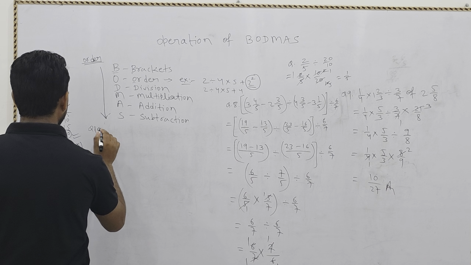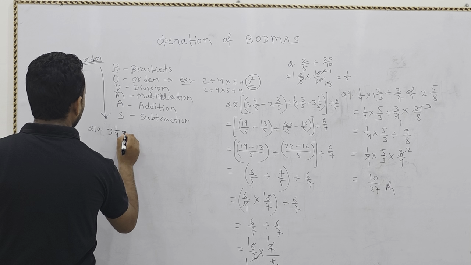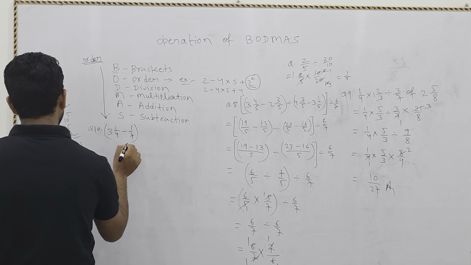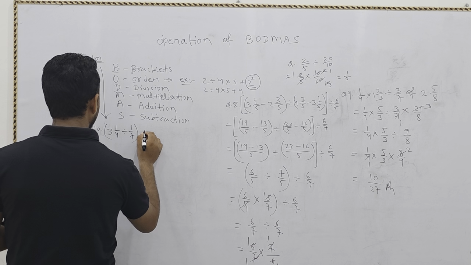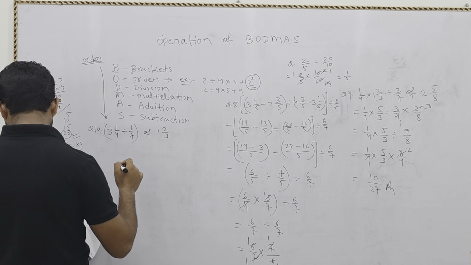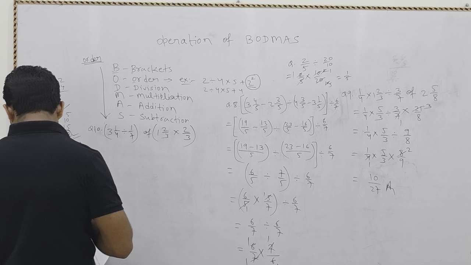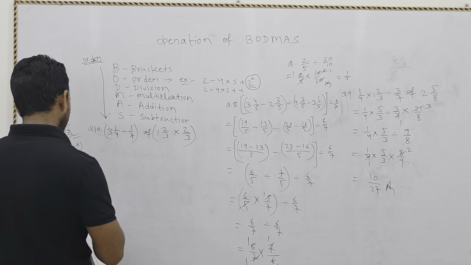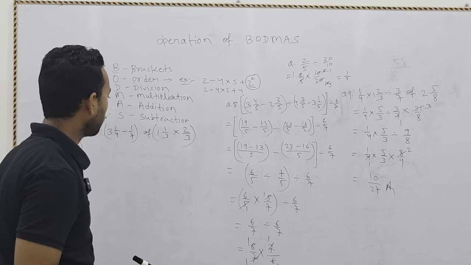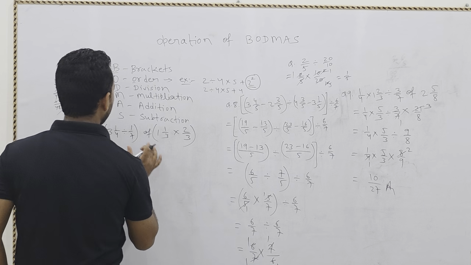Question number 10: 3 1 by 4 divided by 1 by 7, under bracket of 1 2 by 3, multiply 2 by 3. Here I have written the question, in the place of 2 it is 1. So I have written the question on the blackboard as you can see here. Now we will solve this question.